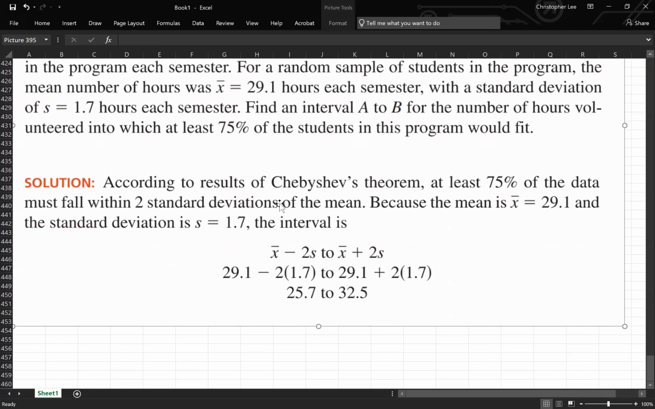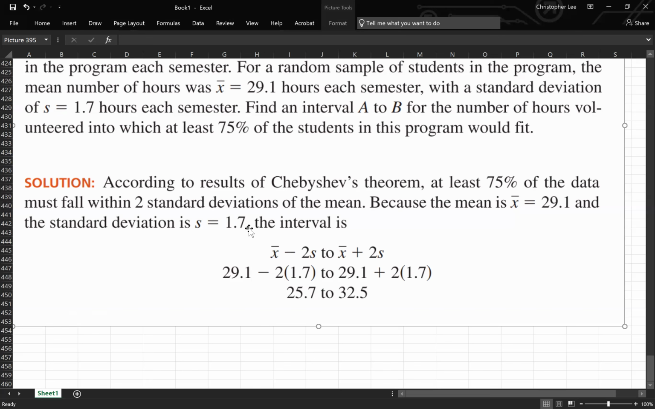So according to the result of Chebyshev's theorem, at least 75% of the data must fall within 2 standard deviations of the mean. Because the mean is X bar equals 29.1 and the standard deviation is equal to 1.7, just plug in those numbers. 29.1 minus 2 times 1.7 to 29.1 plus 2 times 1.7. Boom, boom. And we have our interval.